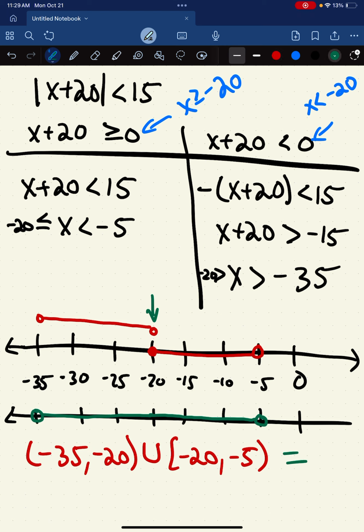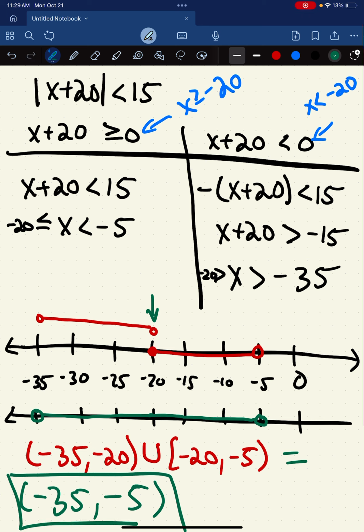On the bottom, we said that that is just equivalent to negative 35 to negative 5. Right, because this is kind of picking up where that leaves off. So there's the final answer in interval notation. Here's the final answer on the number line. So essentially x can be between negative 35 and negative 5. Okay, I think that's going to do it for today's lecture. It was kind of a lengthy one, but it covers basically an entire module.